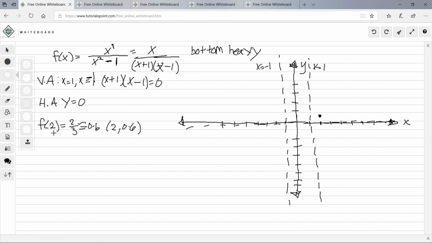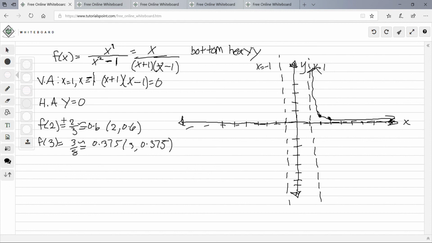Let's try another point, f of 3. F of 3 is, you're going to get 3/8, and that's about 0.375. So that point is going to be (3, 0.375). Here's 1, 2, 3, 0. It's going to be right here. So it's going to go down. It'll get close to 0, but it never touches. Good.